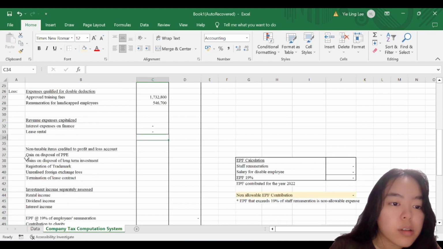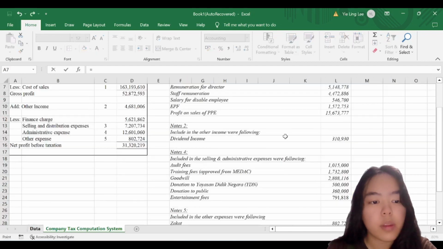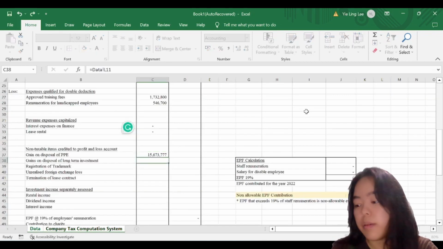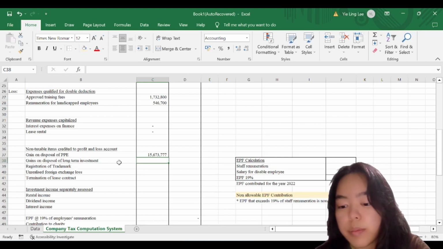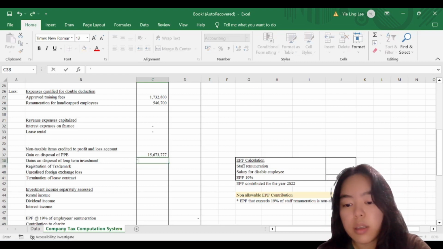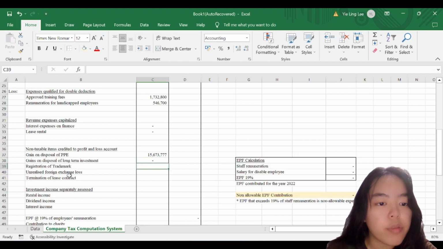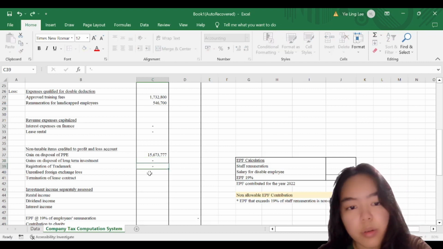So next, onto the gain on disposal of PPE. Here I got the profit on sales for PPE. I don't have the gain on disposal on long-term investment, so a dash. Registration, trademark, foreign exchange, and lease contract I also don't have, so I put in all the enters.